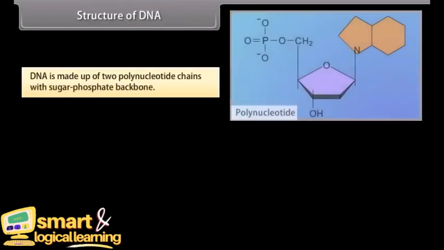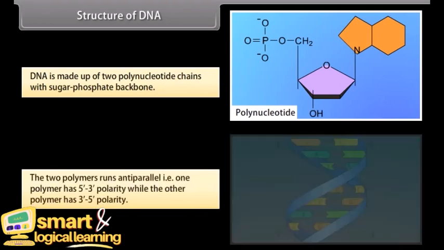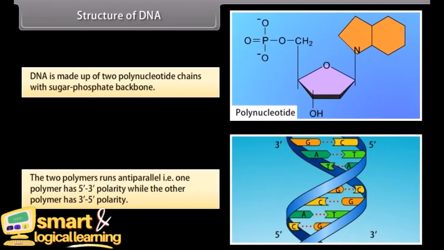Structure of DNA. DNA is made up of 2 polynucleotide chains with a sugar-phosphate backbone. The 2 polymers run anti-parallel, that is, one polymer has 5' to 3' polarity, while the other polymer has 3' to 5' polarity.